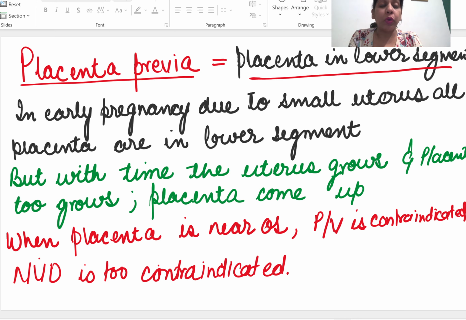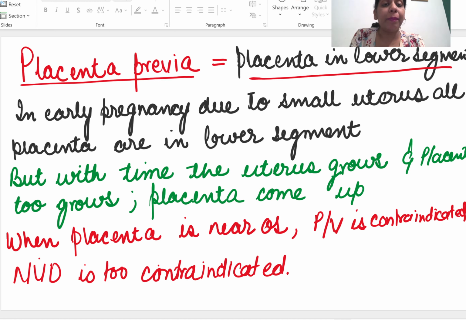Okay, now early in the pregnancy, the uterus is small in size, so the placenta is on the whole of the uterus. It is also low lying, it is also up lying. Everywhere in the uterus there is placenta on one side. But with time the uterus grows, the placenta also grows, and then the placenta location comes up, that it is up.